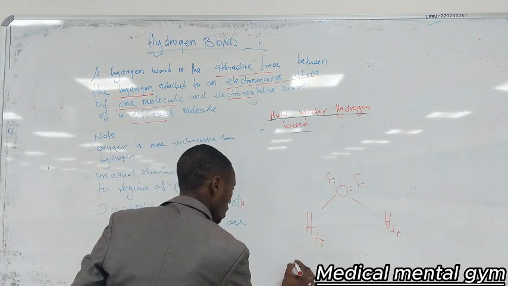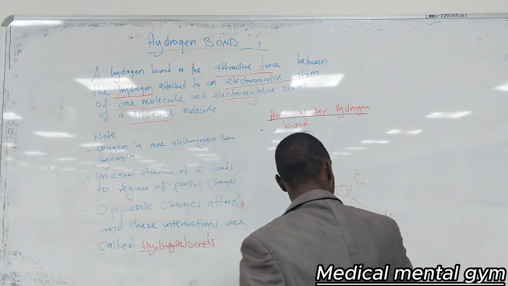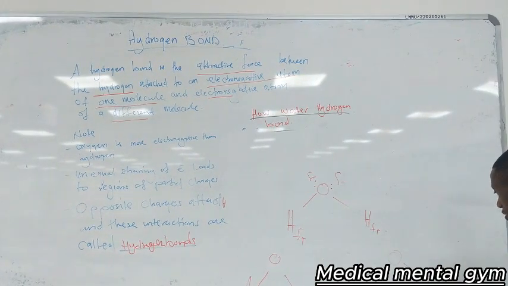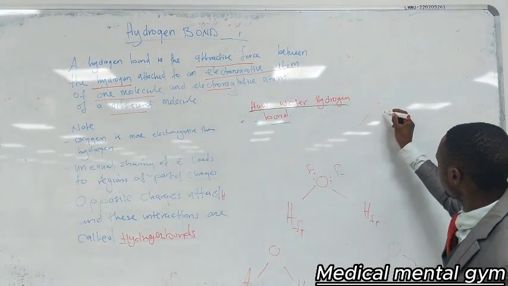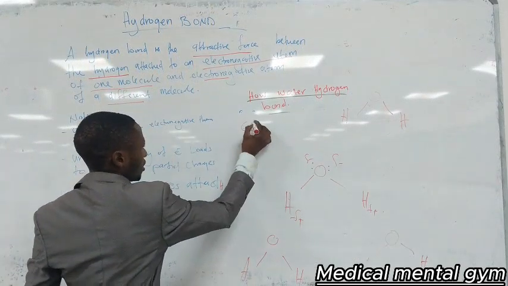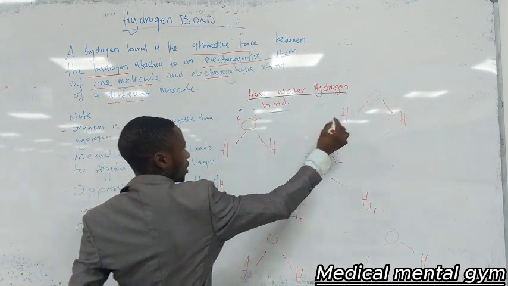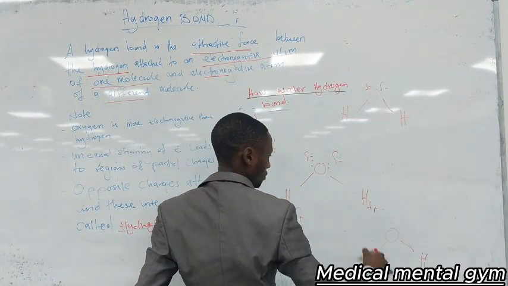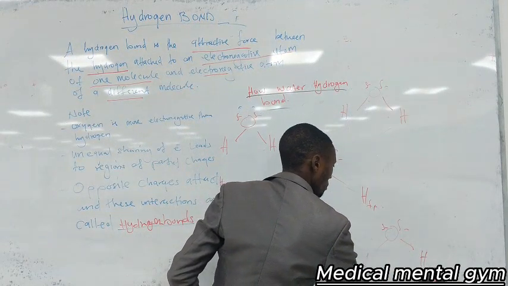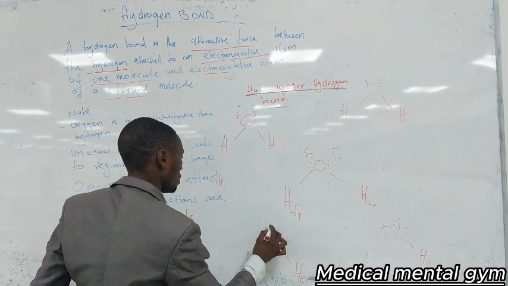Let's draw other water molecules quickly so that we see clearly what happens. Even here let's have another water molecule, and in there another, and then here another. So we have partial positive and partial negative charges on each of them.